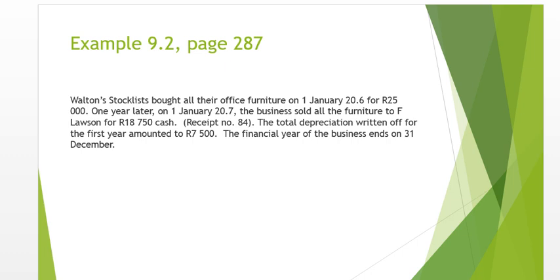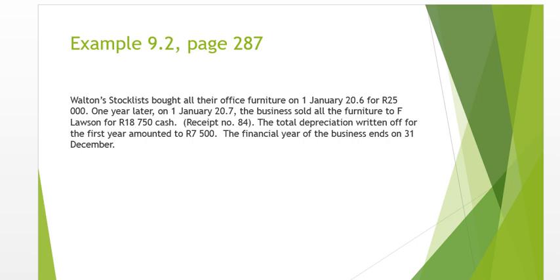Okay, so in this example we've got Walton Stocklitz who bought all the office furniture on the 1st of January 2006 for 25,000 Rand. Then 1 year later, on the 1st of January 2007, the business sold all the furniture for 18,750 cash. So it was a cash sale. The total depreciation written off in the first year amounted to 7,500 Rand. And the financial year of this business ends on the 31st of December each year.